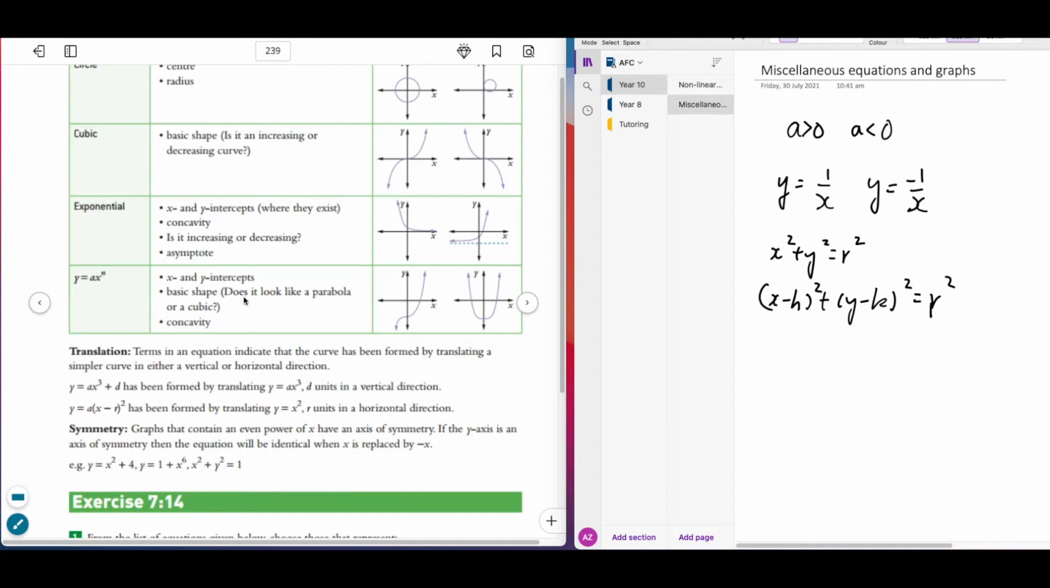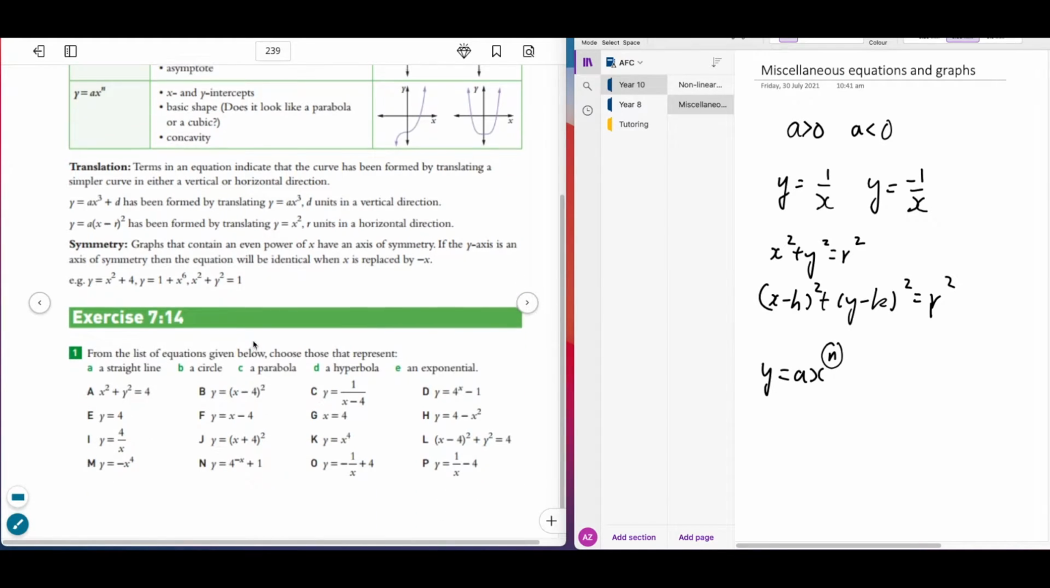y equals ax to the n. With these kinds of graphs, you just have to pay attention to what the n is. If you have y equals ax to the n, and n is even, it will look like a parabola. If n is odd, then it will look like a cubic curve.